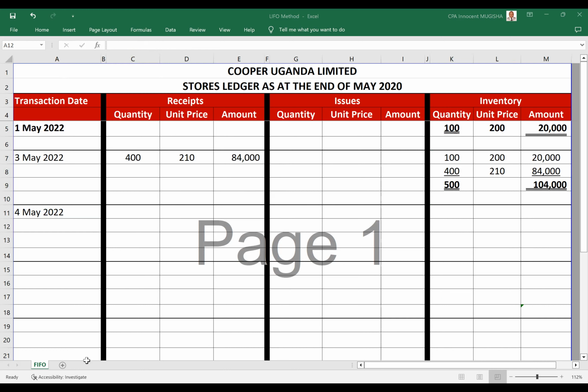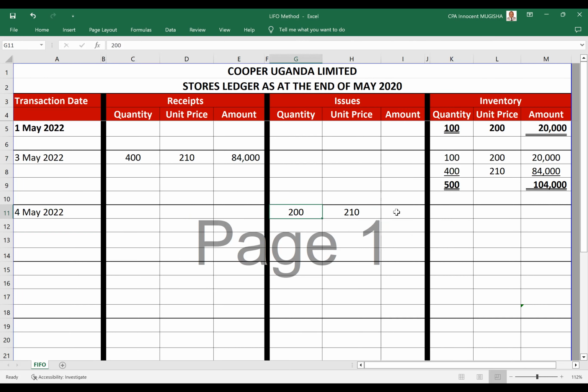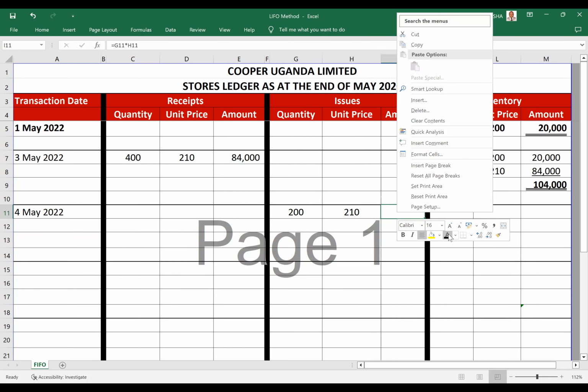On the 4th, we issued 200 cartons. So how are you going to do it? We are going to issue 200 of the 400 at 210, which is the total of how much? 42,000.